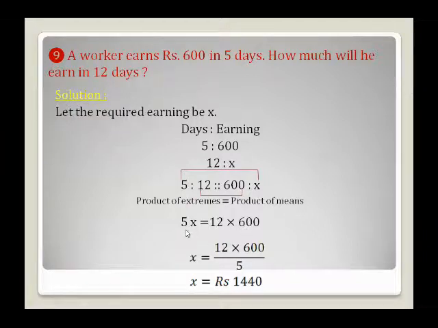Now students, 5 is divided on the other side. So we write 12 multiplied by 600 divided by 5. After simplification, we get 1440. This is the cost, so we write rupees. So the result is: a worker earns rupees 1440 in 12 days. This is the final answer.